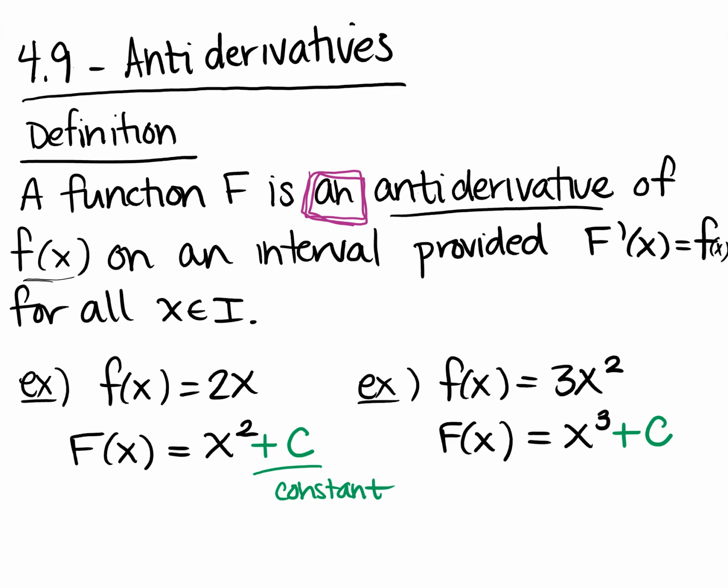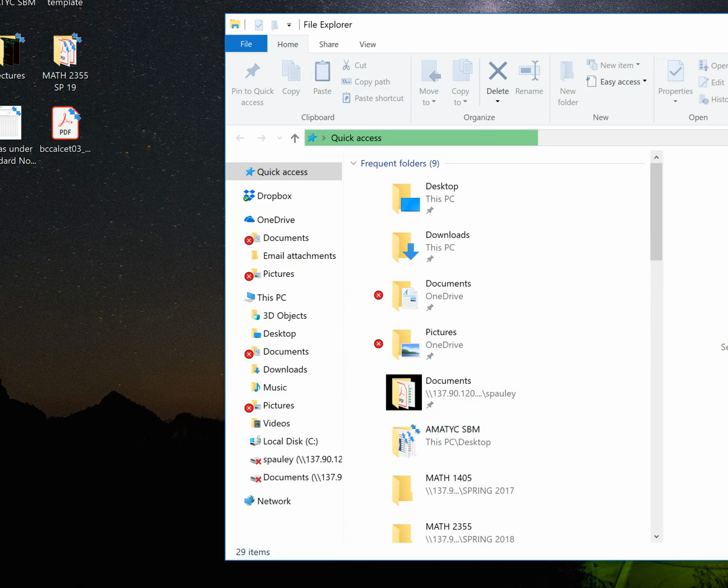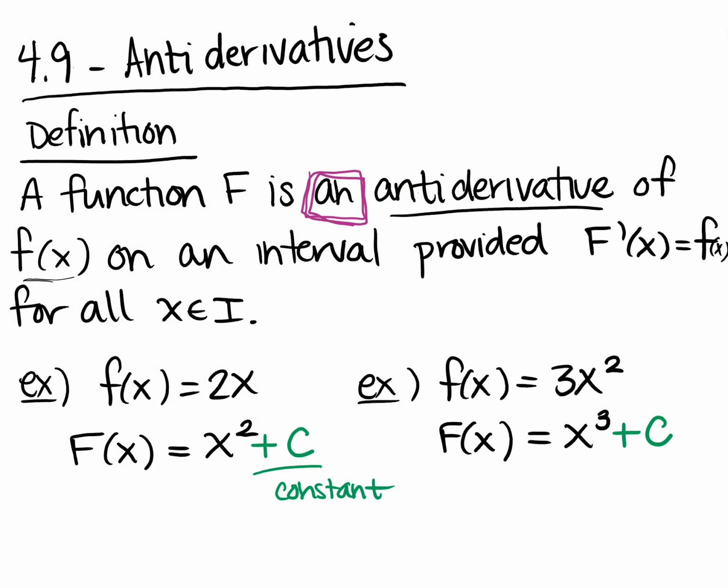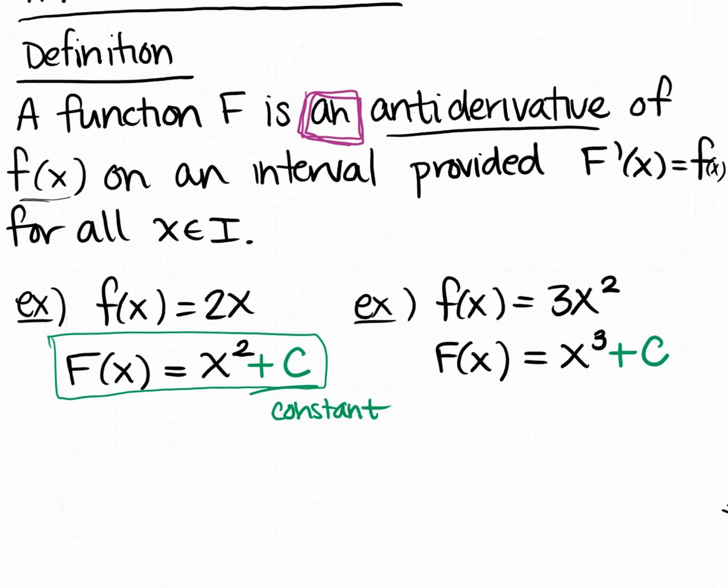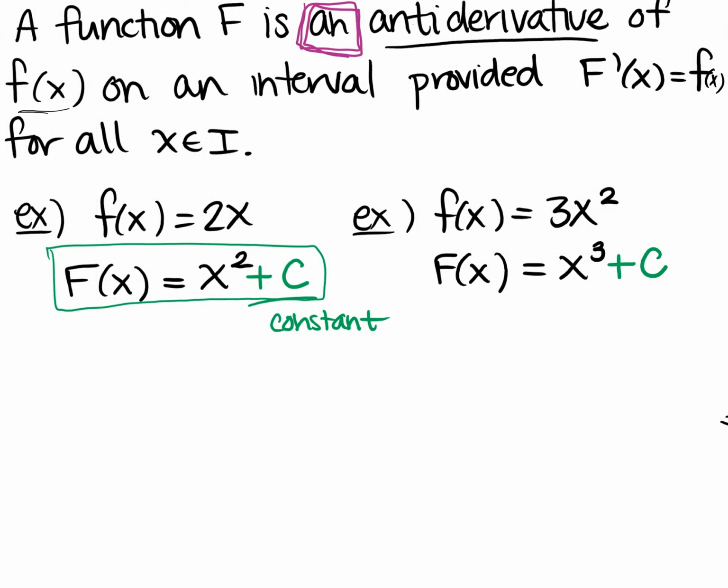So what this does for us, oh man, sorry. There we go. This guy right here then provides me with what we call a family of antiderivatives. We say that this function, capital F of x equals x squared plus C, basically represents all possible antiderivatives of 2x because any constant could be added into this function and its derivative would still be 2x. So let's write that down really quick as a theorem.